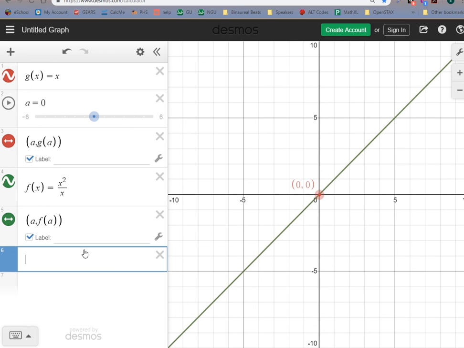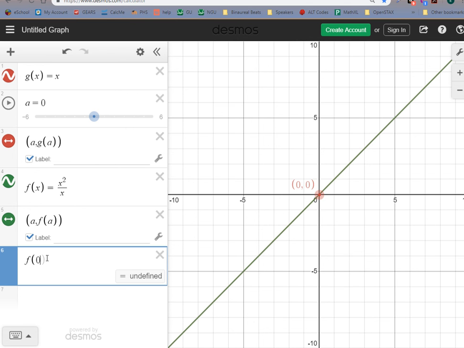Doesn't work. So if I try to do f of 4, I get 4. But if I try to do f of 0, it says it's undefined. How come? Because I can't divide by 0, right?